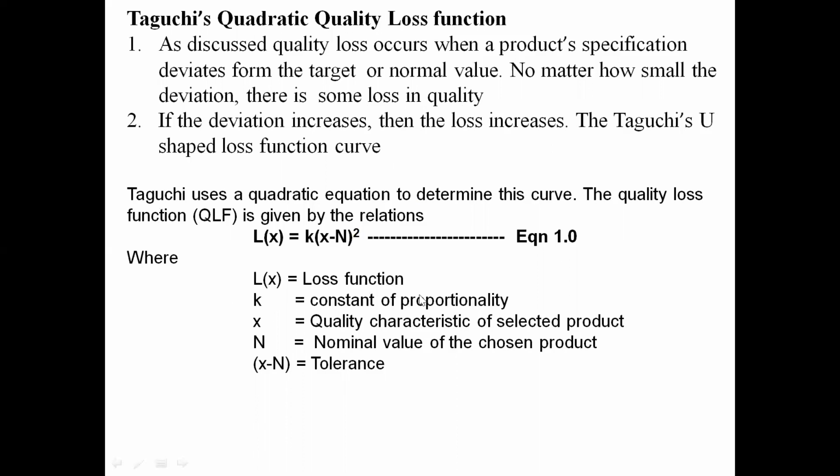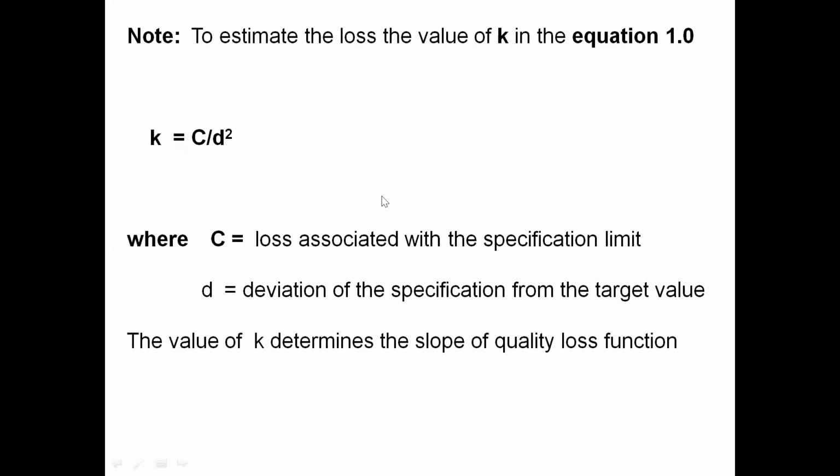L(x) is the loss function. K is the constant of proportionality. X is the quality characteristic of the selected product. N is the nominal value of the chosen product. X minus n is the tolerance. Considering k in equation 1, k = c/d, where c is the loss associated with the specification limit and d is the deviation of the specification from the target value.